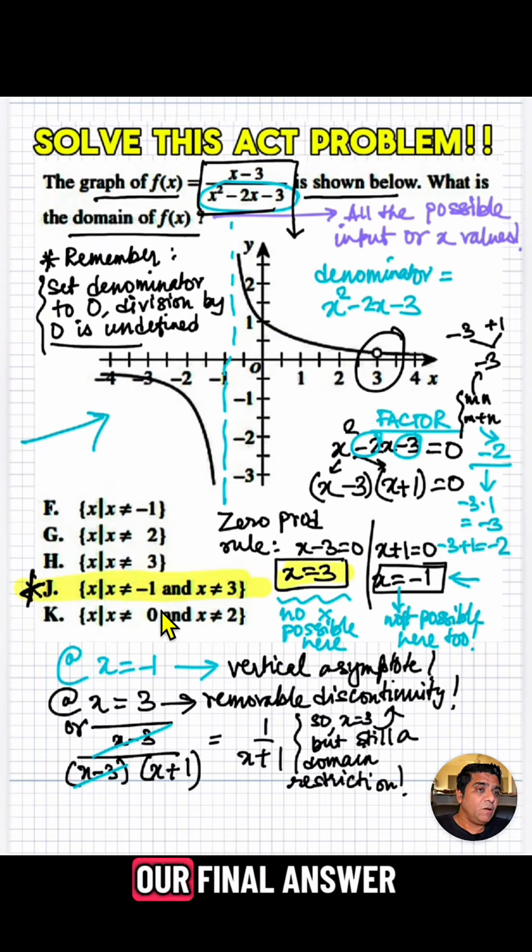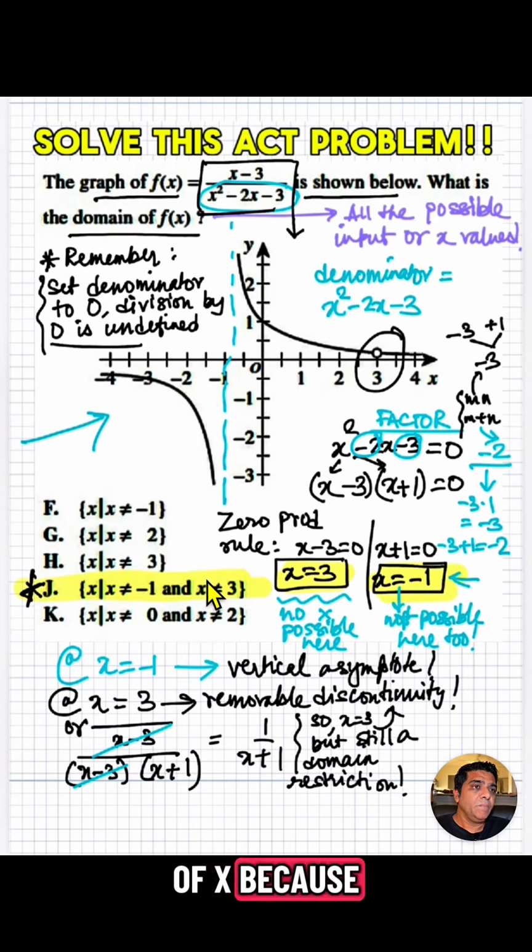So basically what our final answer is going to be: x equals 3 and x equals -1 are not included in the domain of f of x, because of the vertical asymptote and because of this removable discontinuity.